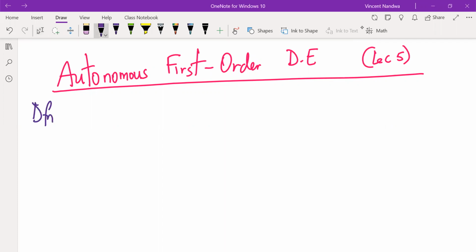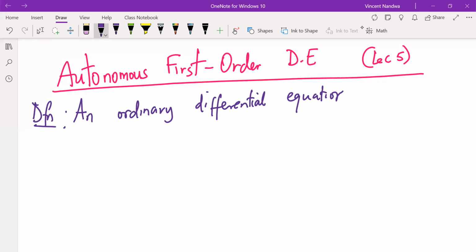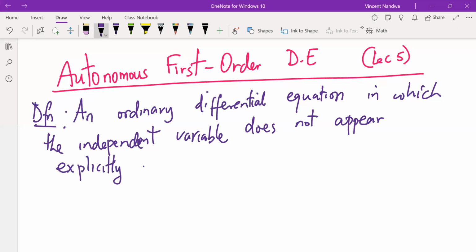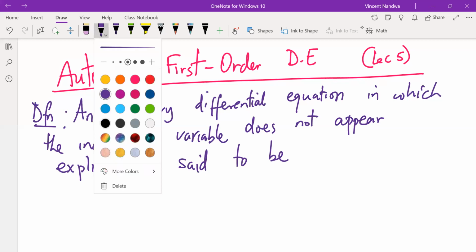So, definition: an ordinary differential equation in which the independent variable does not appear explicitly is said to be autonomous.